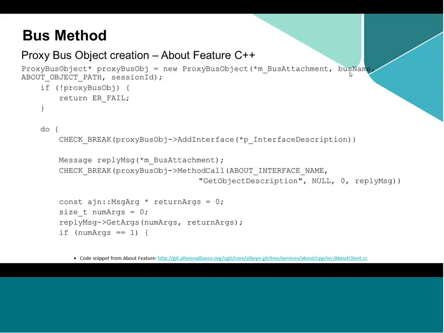And then what we do is we take that proxy object and we add the interface into it that we're going to be executing with. And then we simply call here a method call, and this is right there in that middle of the screen, and we say call on this interface, this method, with this argument, and stick the response value into that reply message. So that null that you see there, that is the input argument, and that 0 designates the number of arguments that we'll be sending.